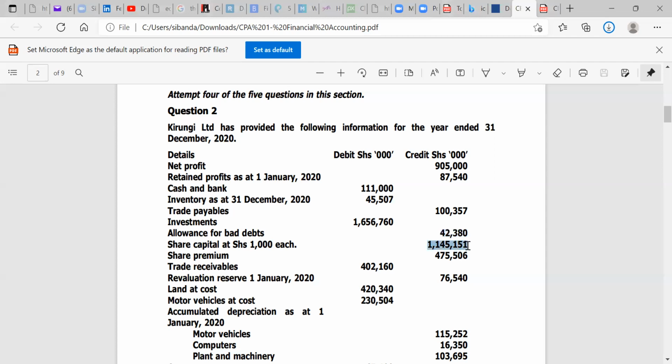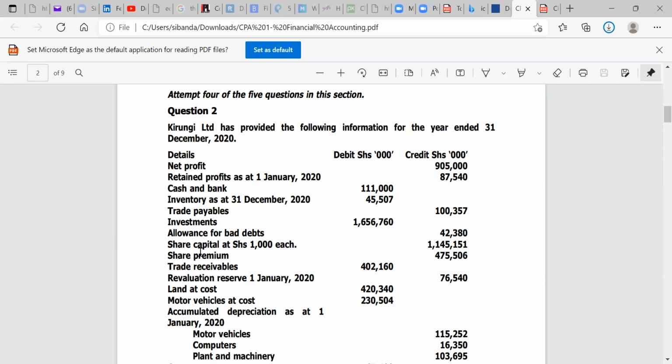So share capital, we are seeing that share capital is at 1,000 shillings. Share capital is basically what you know as capital, the owner's contribution to the business. So here they are telling us that each share is worth 1,000 shillings, and this adds up to 1,145,151. Share premium, they're telling us, is 475,506. So what does this mean?